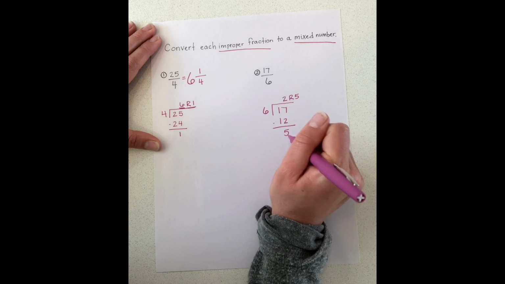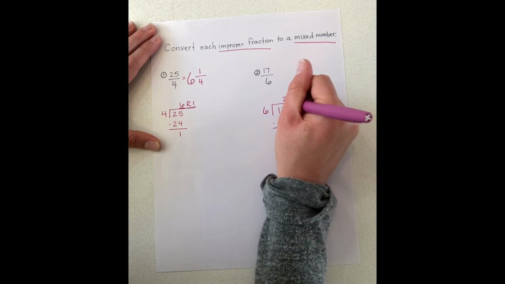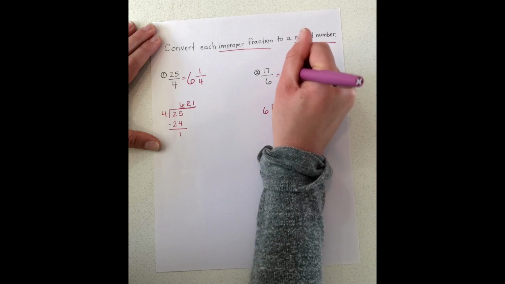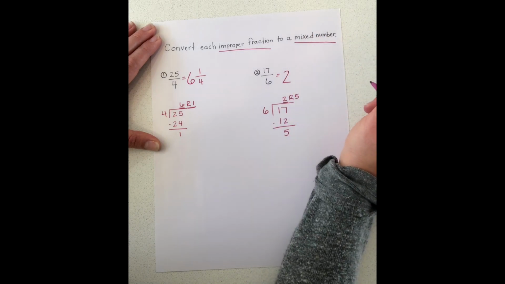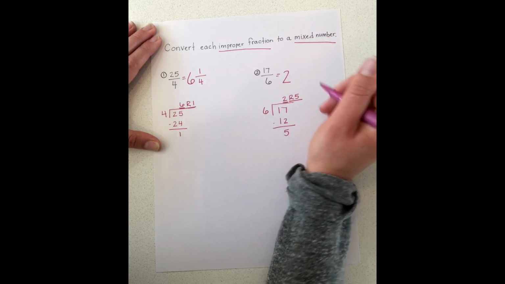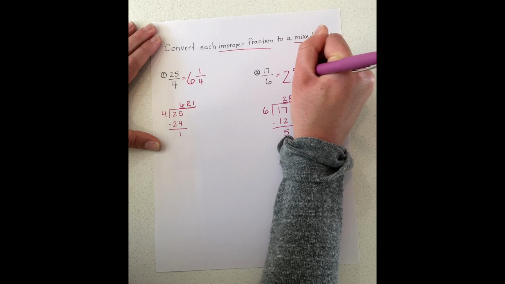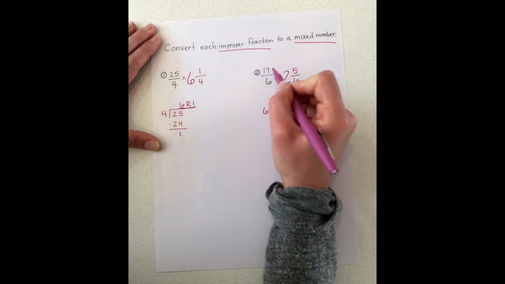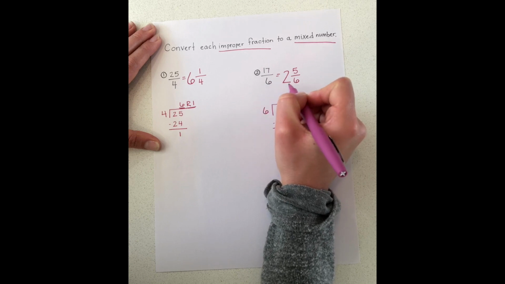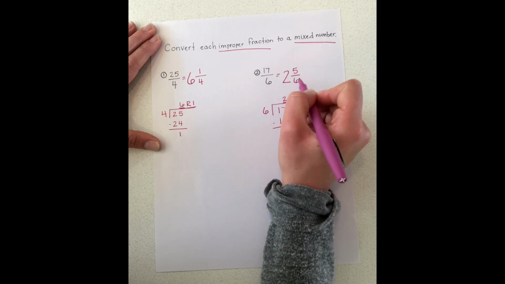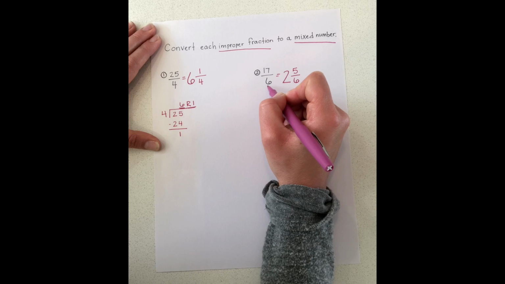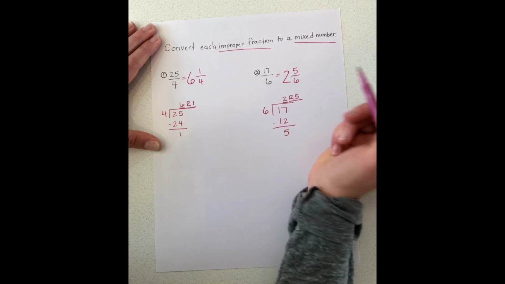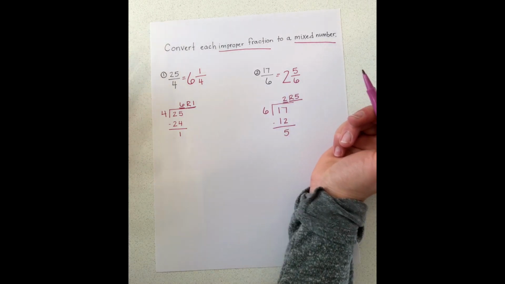I can use this information now to create a mixed number. 2, which is in my quotient, becomes my whole number in my mixed number. 5, my remainder, becomes my new numerator, and my denominator stays the same. So 17 over 6 is equivalent to 2 and 5 over 6. Improper fraction version, mixed number version, but they represent the same value.